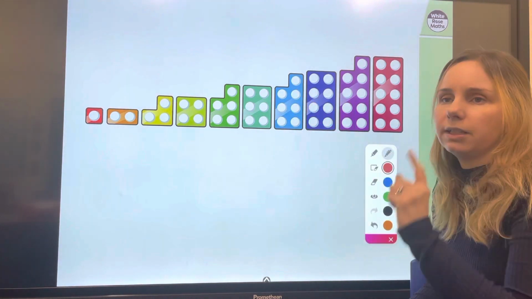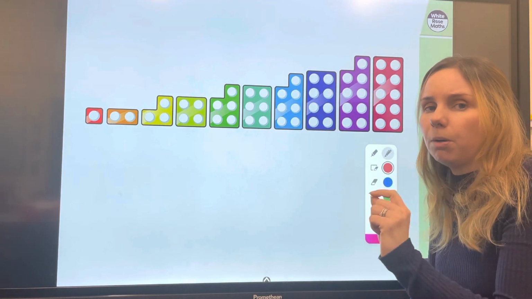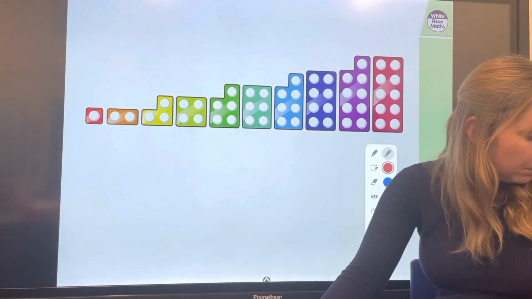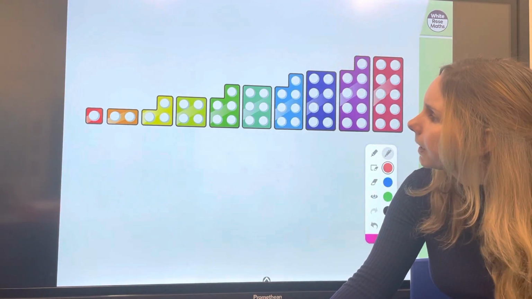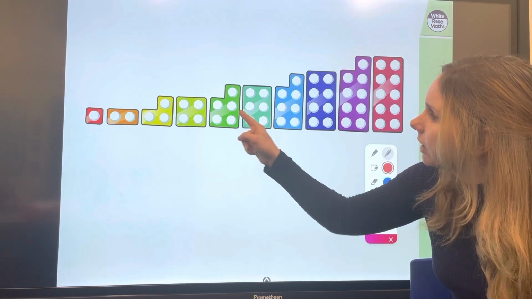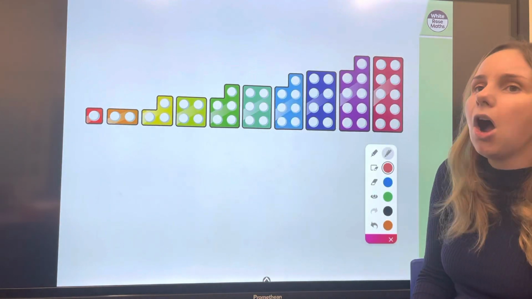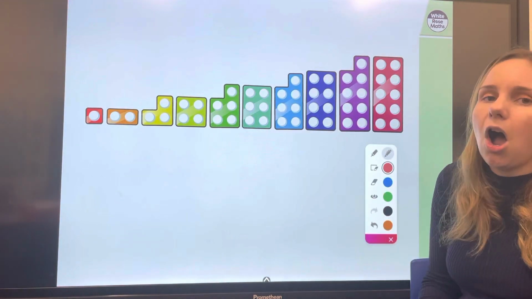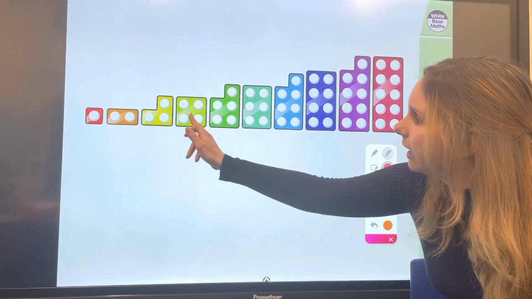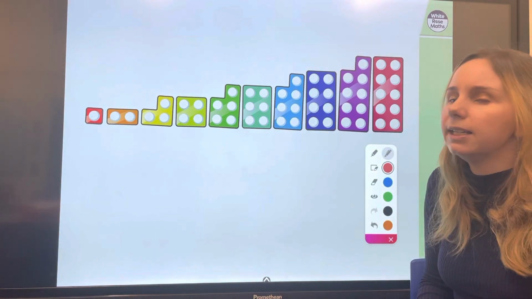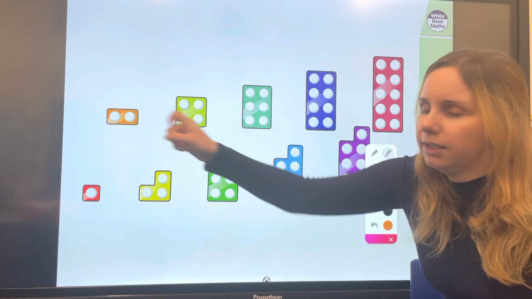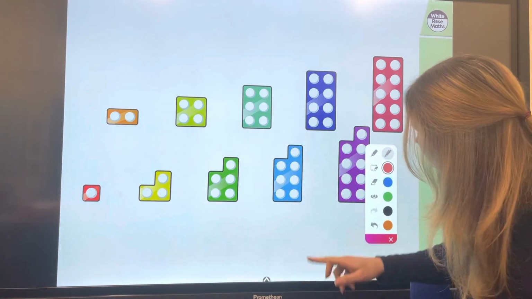If it's odd, it has a number which cannot be shared into 2 equal groups. It would have 1 left out. Let's have a look. So here, giving us a little wiggle, are which numbers? Which numbers are wiggling? We know they are odd. And the ones that are still, we know are even. These numbers are even, these numbers are odd.